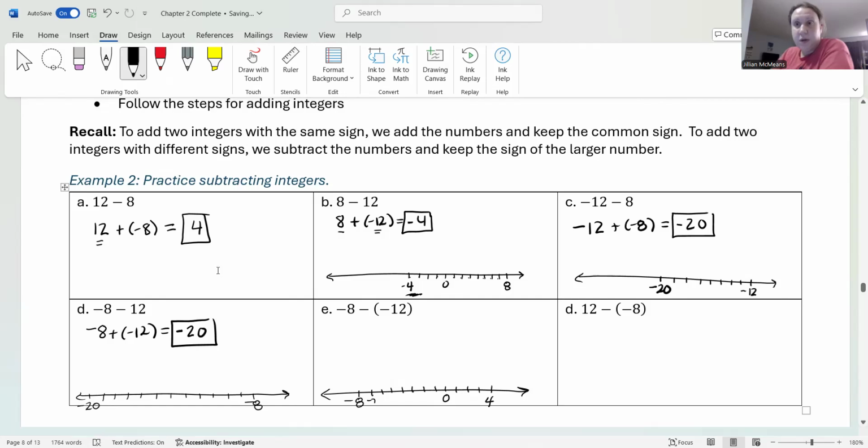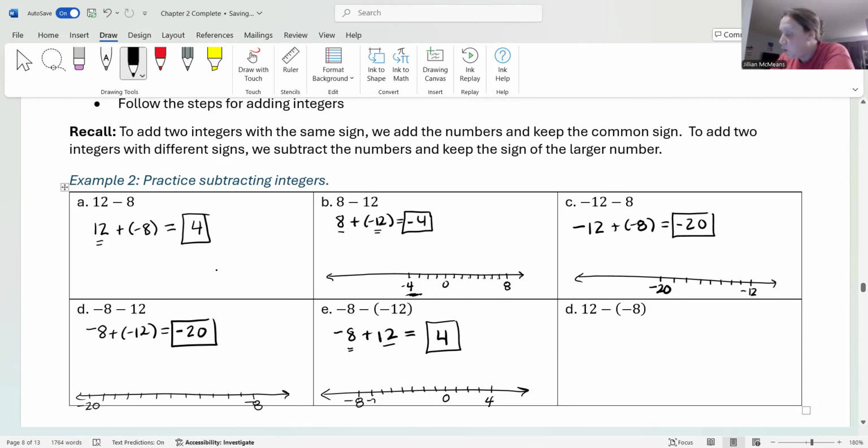Let's see what happens when we convert to addition. Well, the first number stays the same, but instead of subtracting a negative, I want to add the opposite. So I want to add the opposite of -12. The opposite of -12 is +12. So here I'm adding two numbers with different signs, that tells me to subtract. 12 minus 8 is 4, but is my final answer going to be positive or negative? Well, I have 8 negatives, but I have 12 positives. I have more positives. That tells me my final answer is +4.